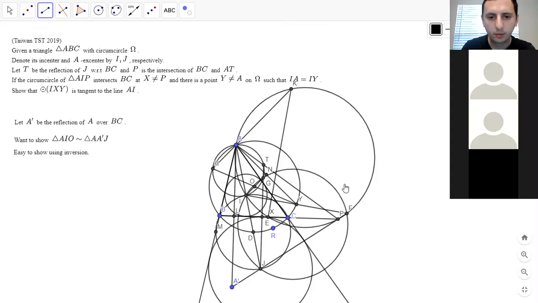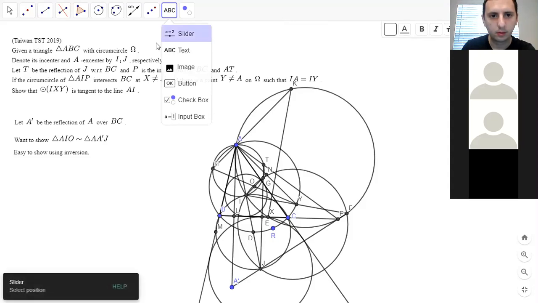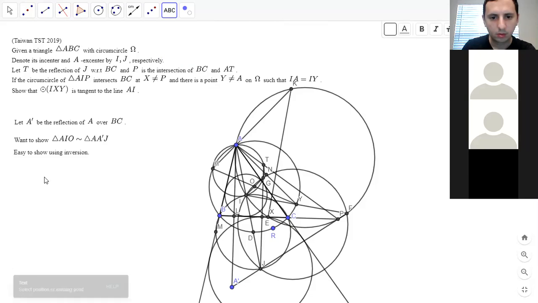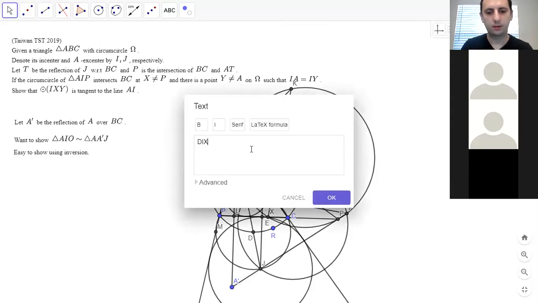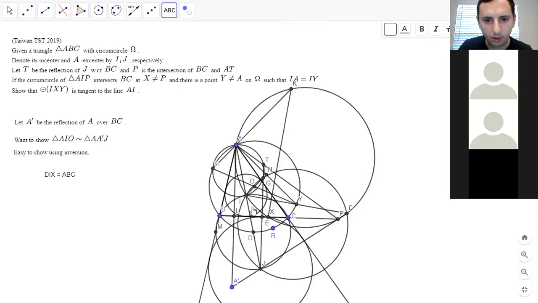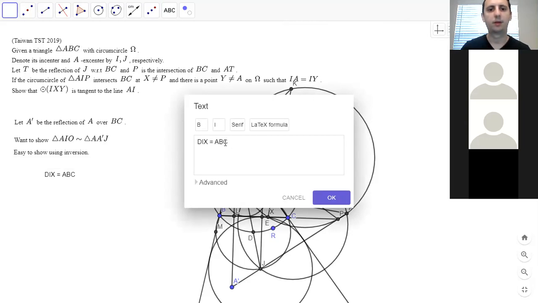Say that one more time. DIX equals APC. DIX is ABC. APC from circle. Sorry, did you say DIX? DIX equals APC. ABC? Or what's this letter? DIX is ABC or ACB? APC. It's P. Oh, P, sorry. It's from circle.